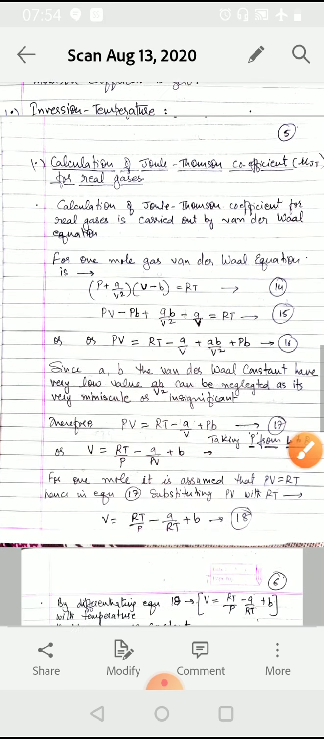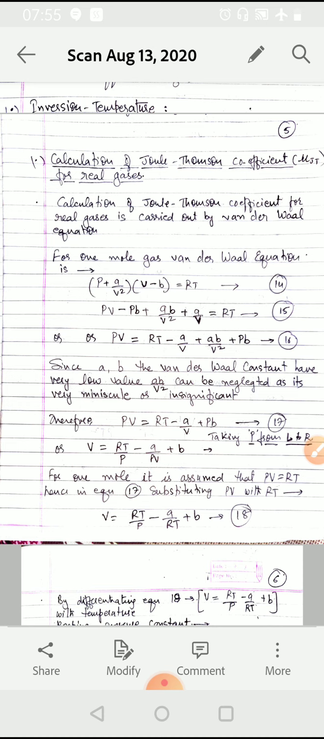Now we come to the calculation of the Joule-Thomson coefficient for real gases. The calculation for real gases is carried out by the van der Waals equation. For 1 mole of gas, the van der Waals equation is (P + a/V²)(V − b) = RT.